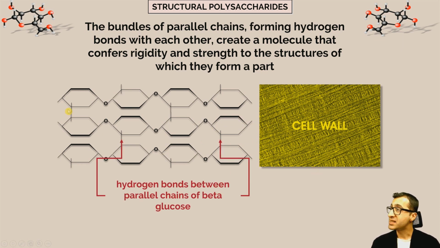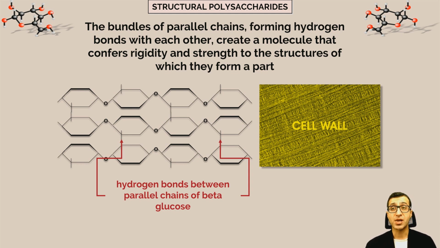And so these lines here indicate not covalent bonds, but hydrogen bonds between parallel chains of beta glucose polymers. So once again, hydrogen bonds are not the same as covalent bonds. Covalent bonds are chemical bonds. They are bonds between atoms. Now, chemical bonds are orders of magnitude stronger than intermolecular or physical bonds.